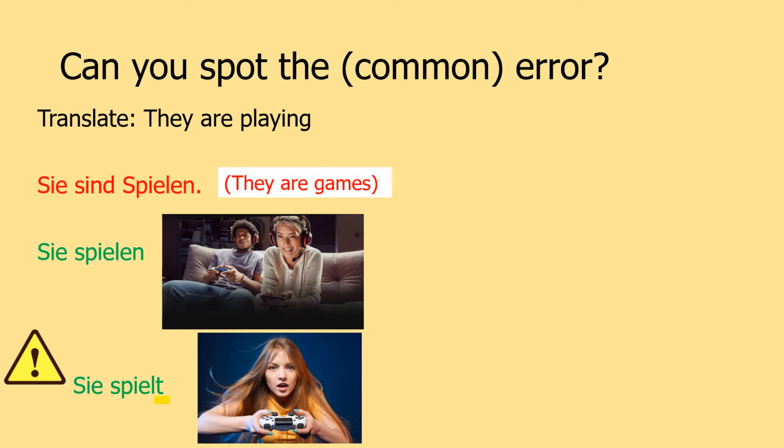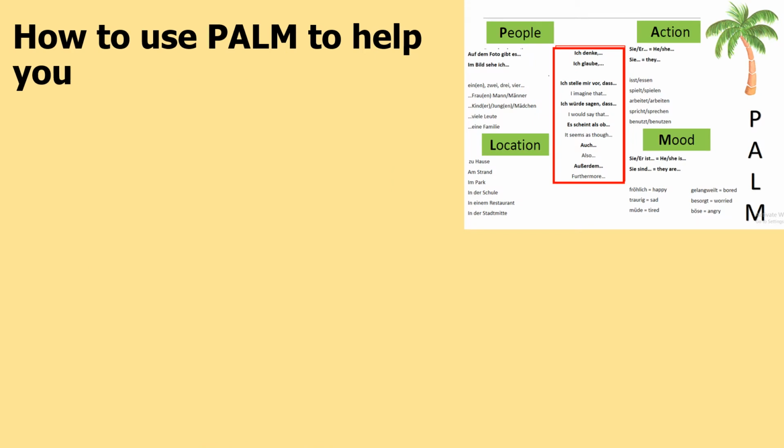So here we can see the difference if we look at the ending. So you've got en for they, you've got t for she. Okay, so this is why it's really important that you learn the verb endings and make sure that you proofread any work, especially translations.